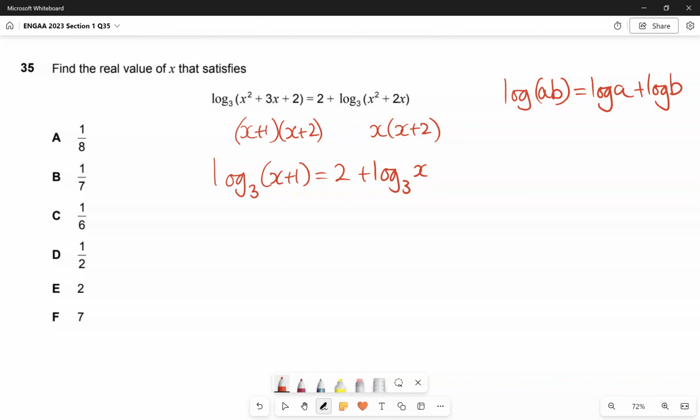Now here, it depends on how you want to do it. So some people might prefer to take away logs, or some people might prefer to raise something to the power. So I'll do it in either way.